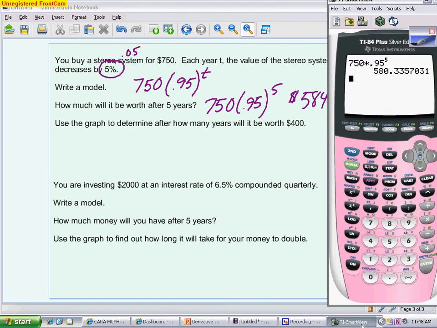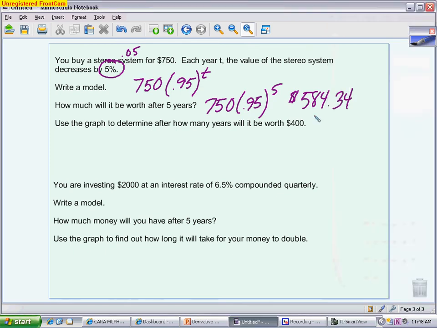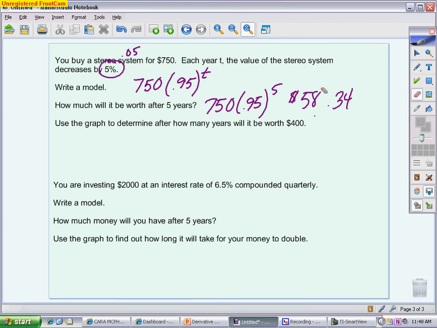Oh, copied that wrong. 580, not 84. $580.34.